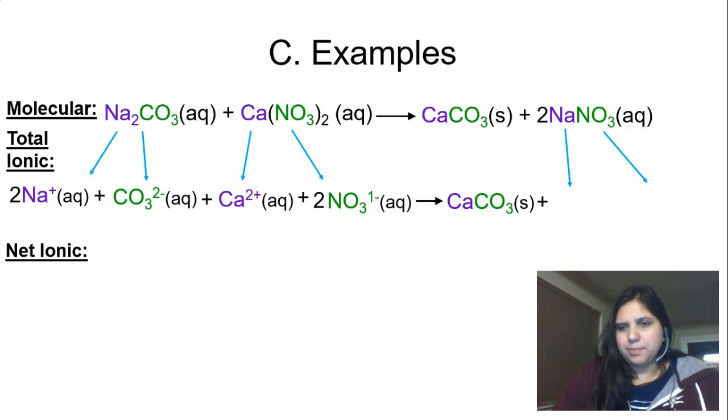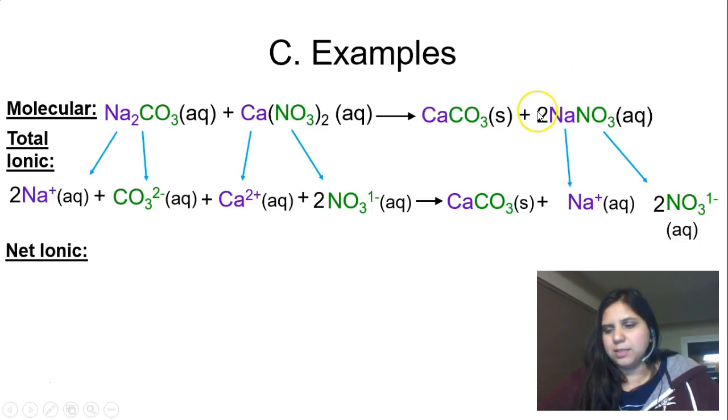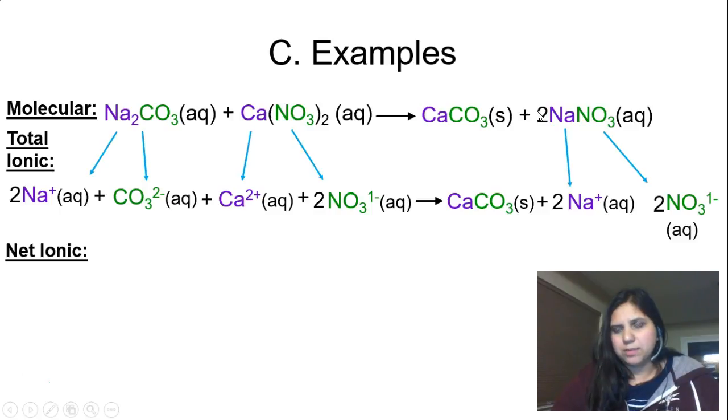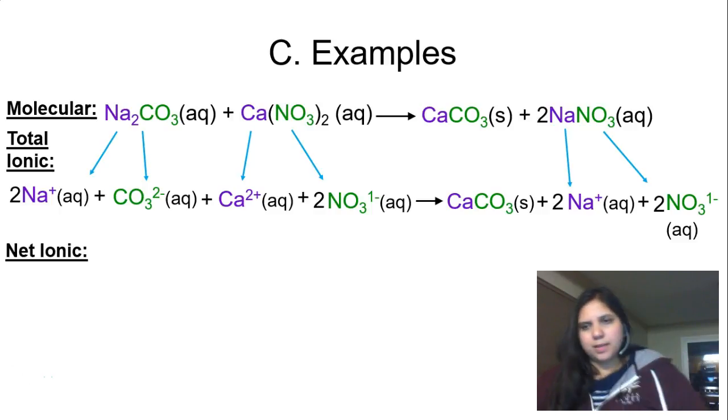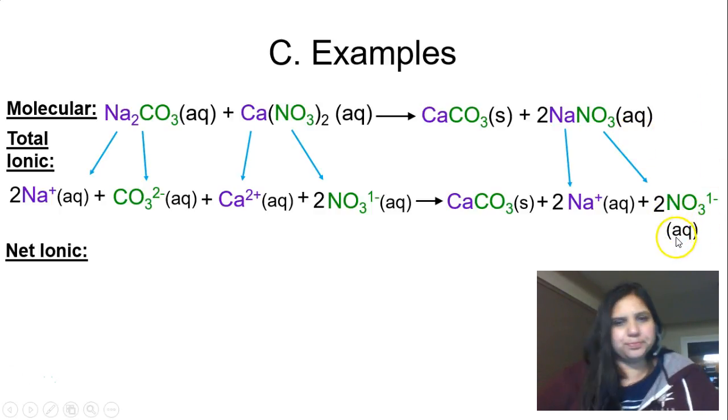Let's split that up. Sodium is in group 1A, it's a 1+. Nitrate is a 1-, and there are 2 of the nitrates because of this 2 here. There are also 2 sodiums, and we're going to split those 2 up with a plus sign. Okay, no reason for this to be underneath. I just ran out of room.